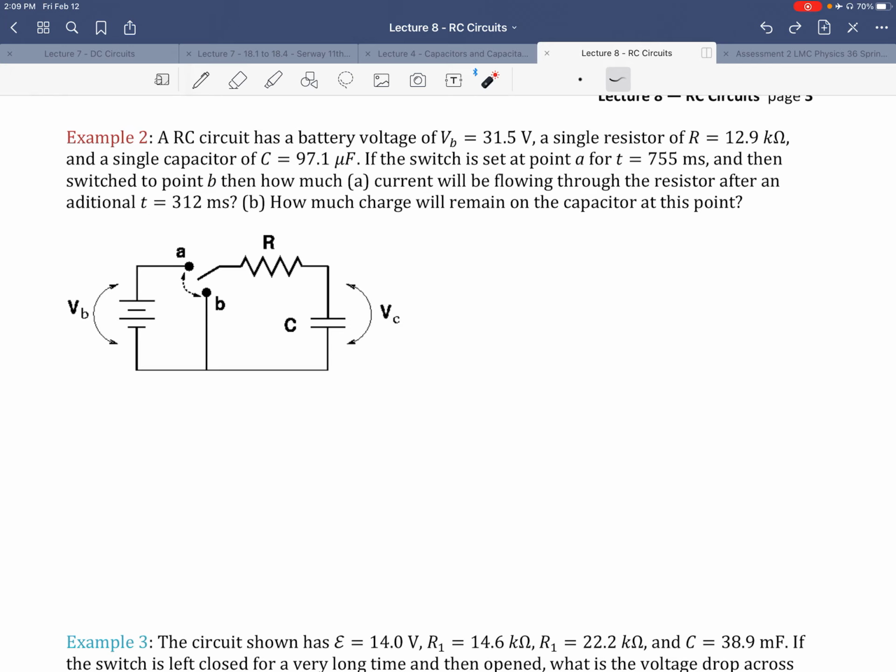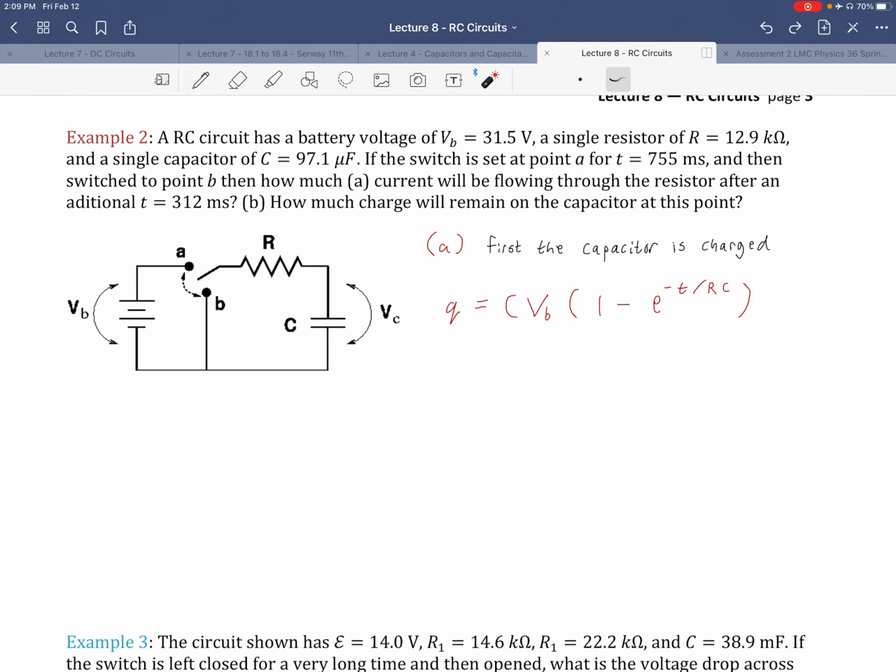Okay, so in other words, we're going to charge the capacitor for 755 milliseconds, then we're going to discharge it for 312 milliseconds. That's what we're doing. So let's take a look. All right, so first, the capacitor is charged. All right, this will be the expression for charging a capacitor.